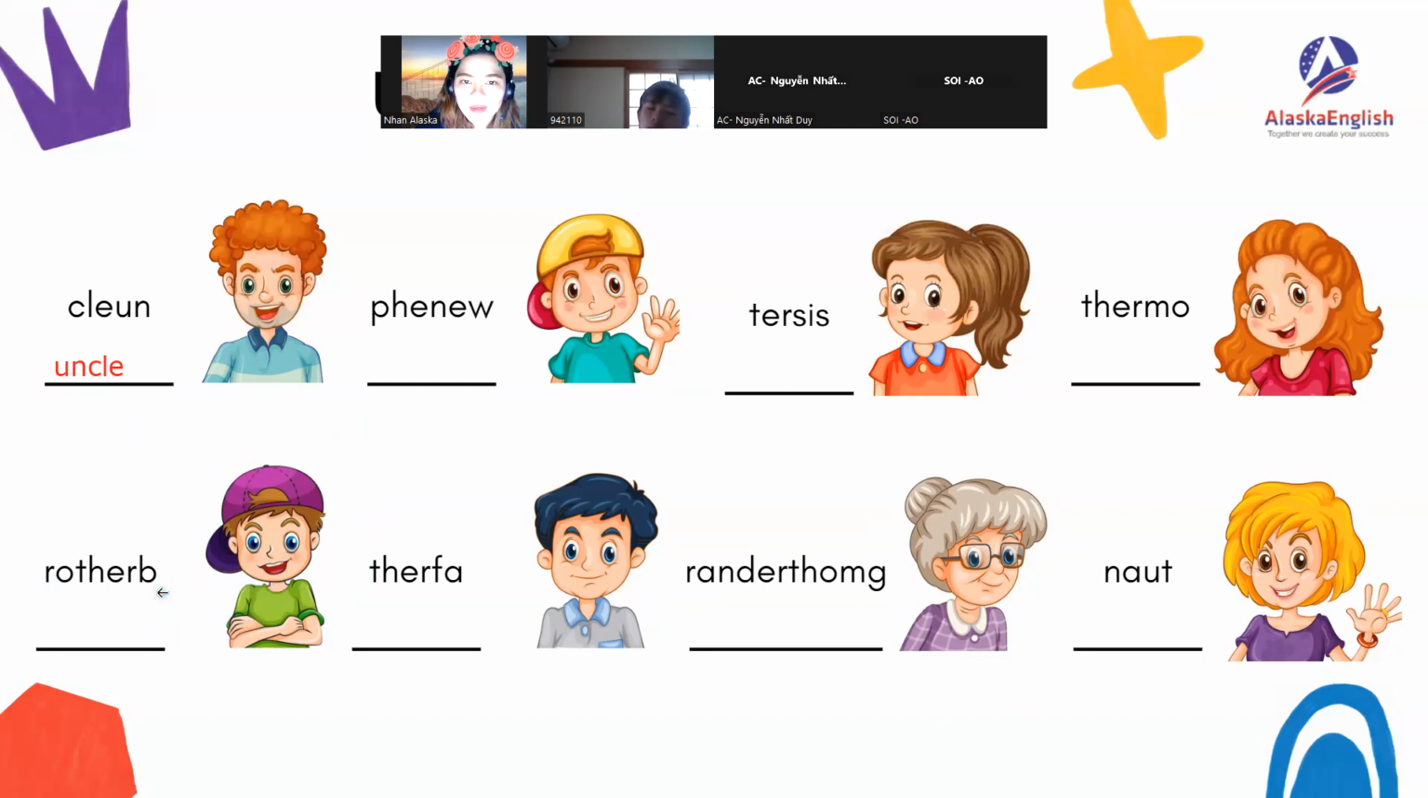Can you make a guess? Who is he? Brother. Okay, now how do we spell brother? B-R-O-T-H-E-R. All right, so we've got brother. Next, who do we have right here? Who is he? He is nephew. How do you spell nephew?